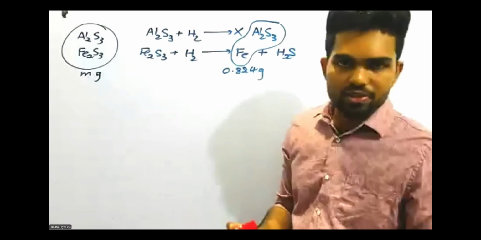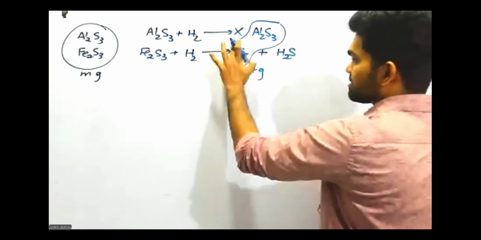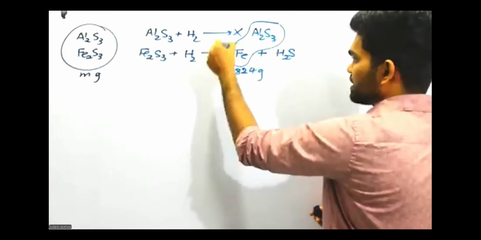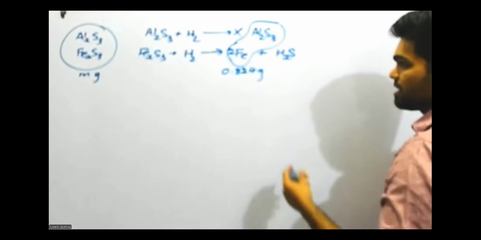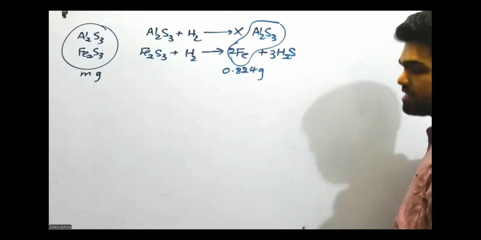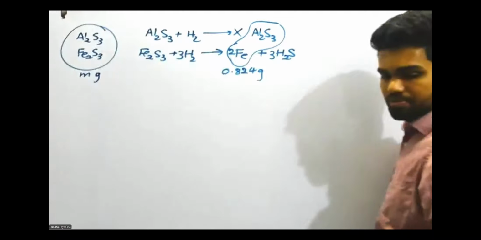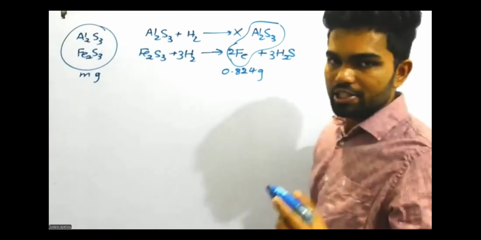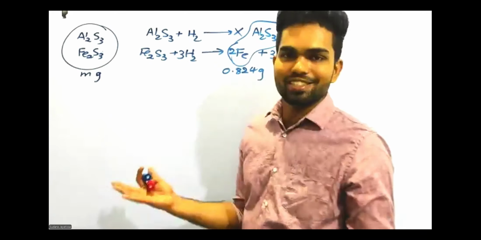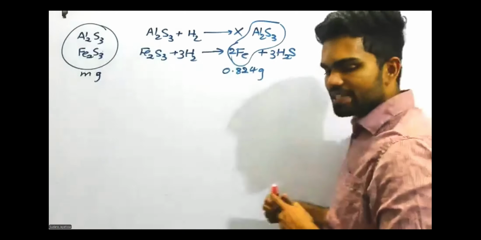And then let's balance this using the inspection method. You had two iron ions earlier, and they must convert to 2Fe. And there were three sulfide ions, so they will form 3H2S. To do that, you need 3H2. In this question, they are not expecting you to balance this reaction, but since we are doing a discussion here, let's balance it.